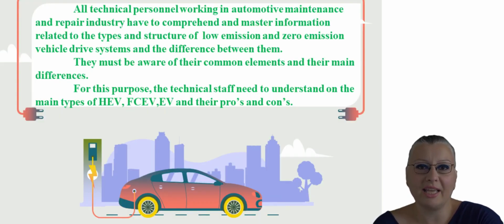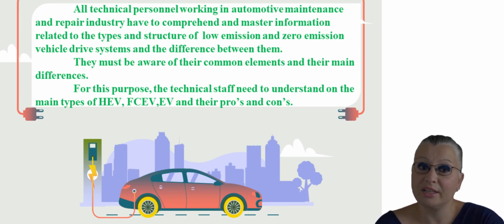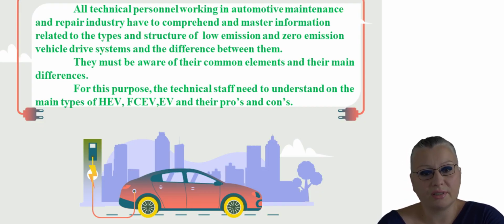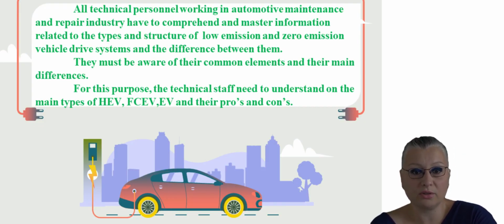So, today all technical personnel will try to understand that it is very important to comprehend and especially master information related to the types and structure of a low emission and zero emission vehicle drive system and to know the difference between them. They must be aware of their common elements and their main differences. For this purpose, the entire technical staff need to understand the types of hybrid electric vehicle, fuel cell electric vehicle and their pros and cons.